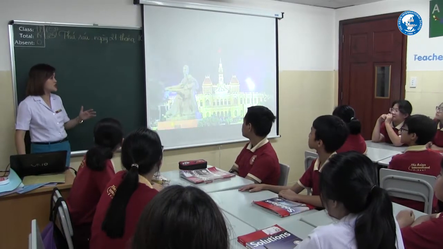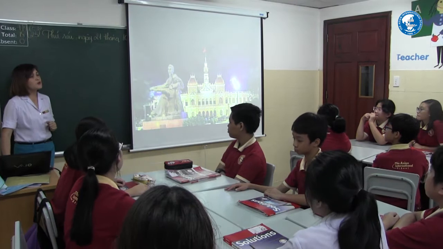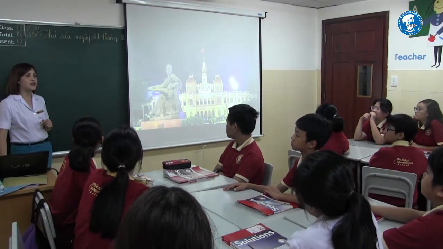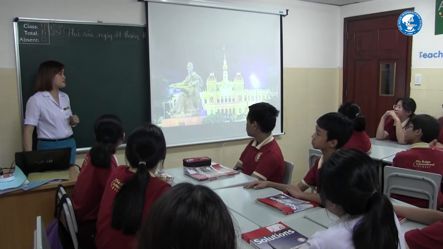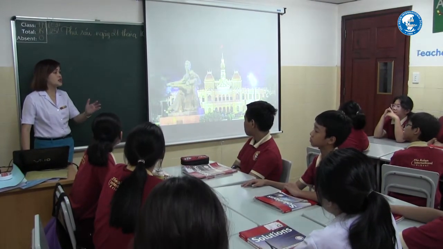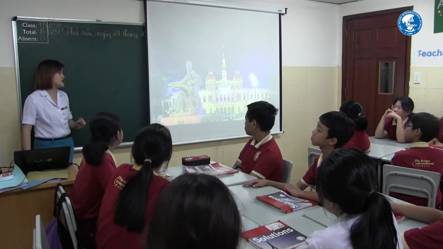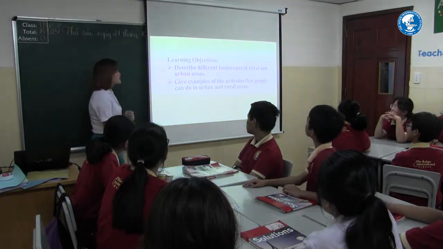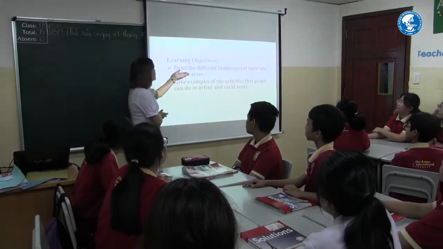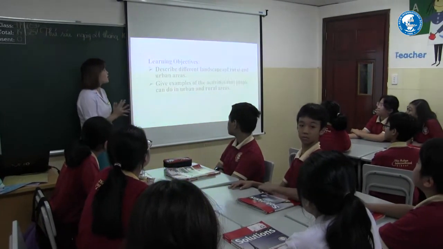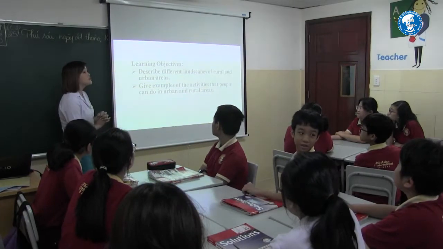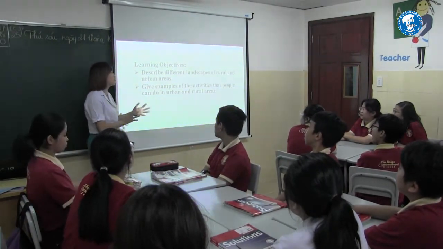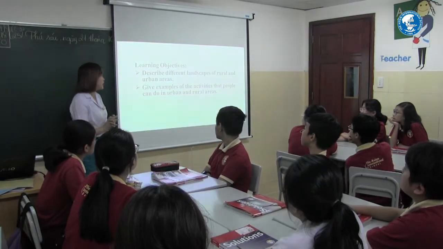So now we are going to move to the main discussion for today. We are going to discuss the different landscapes. When we say landscape, it's a feature of a country or the view of that country. And this landscape that we are going to discuss today will be divided into 2 places. Okay. So our objective of this lesson is, at the end of the lesson, you are going to describe the landscape in rural and urban, and you will give some activities that people can do in rural and urban.